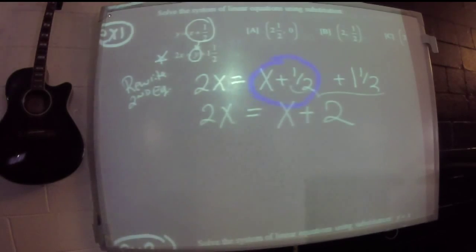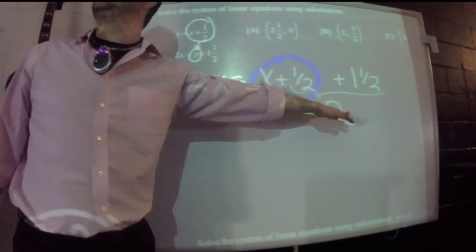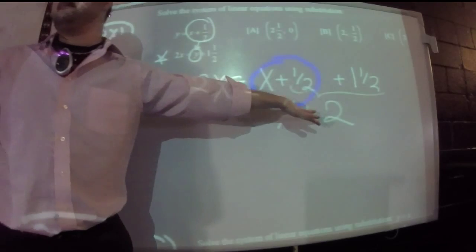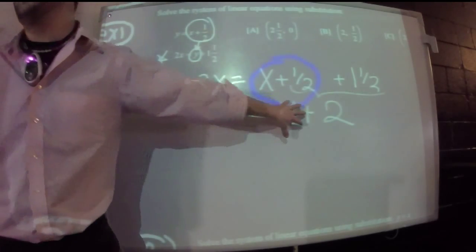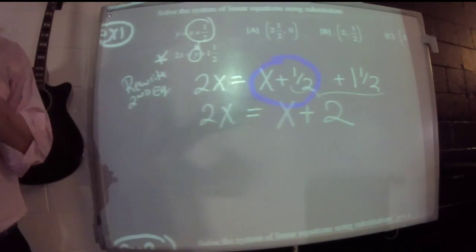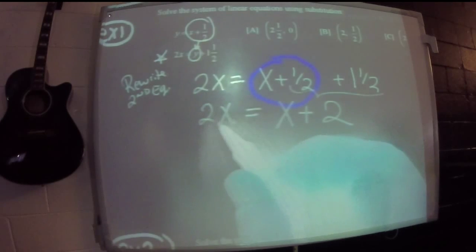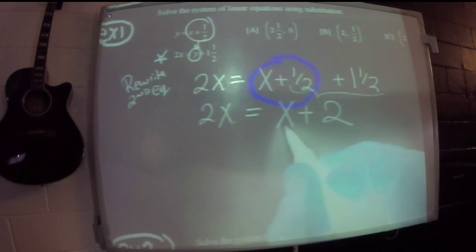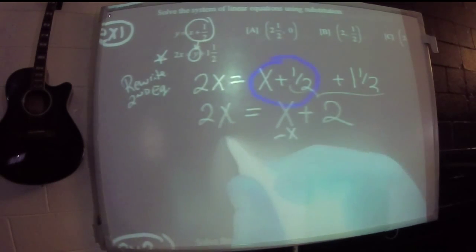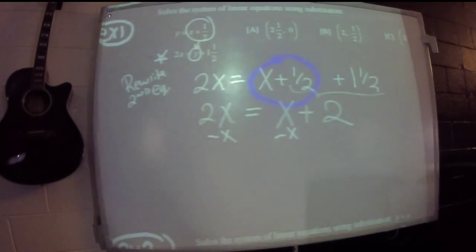All right, and I'm still working towards solving this. I got 2x equals x plus 2. What do I want to do next? You have 2x over here, you have 1x over here, so what are we going to do? You're going to minus x from that side. When we have x on both sides, let's come to the one over here on the right side, and let's kill it by putting a minus x on each side.